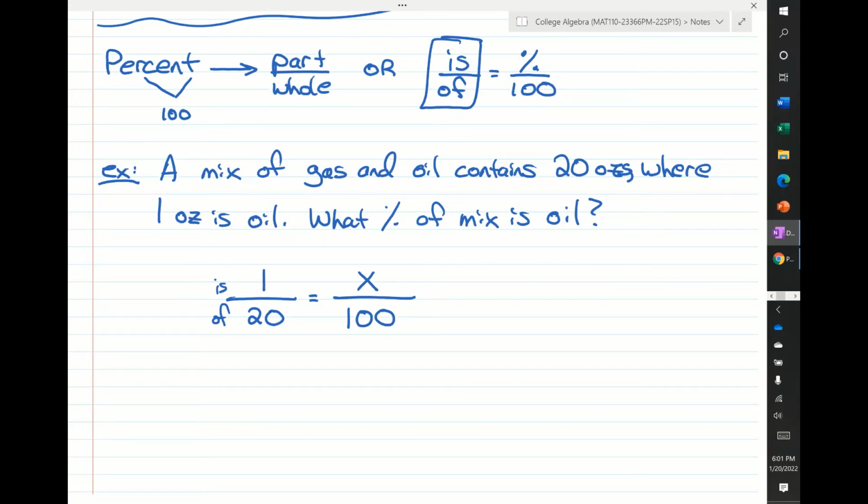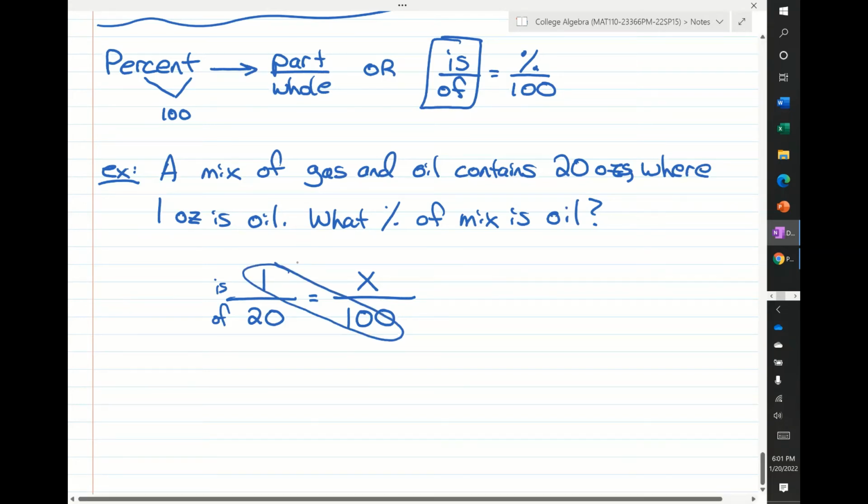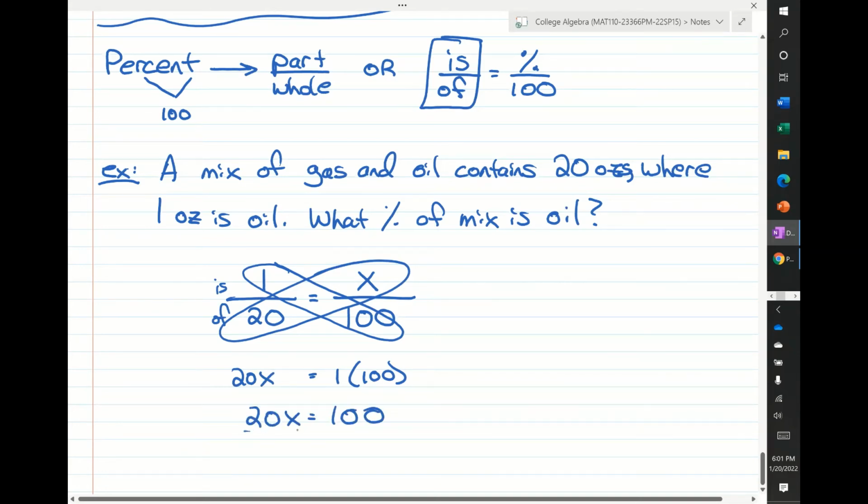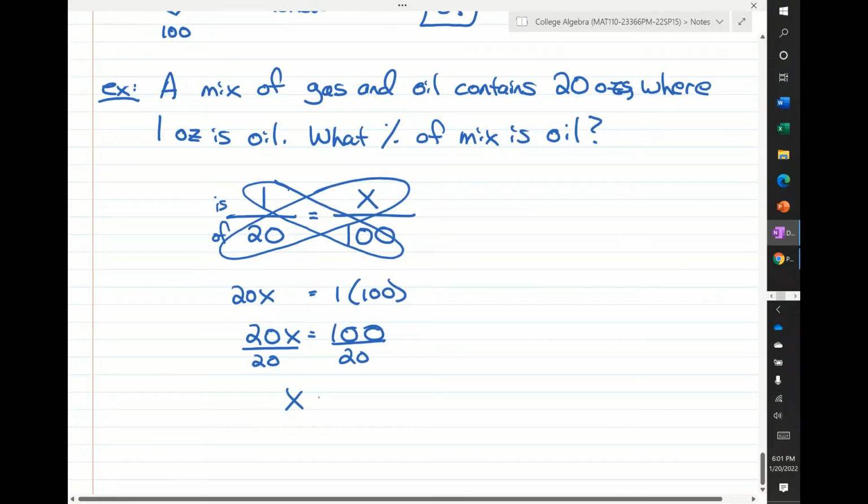Here we just have to cross multiply to solve the proportion. What I'm going to do is multiply 1 times 100, set that equal to 20 times x. So this is just 20x is equal to 100. If we divide by 20, we get x is equal to 5. That's what we're looking to solve for. What percent? The answer is 5%.